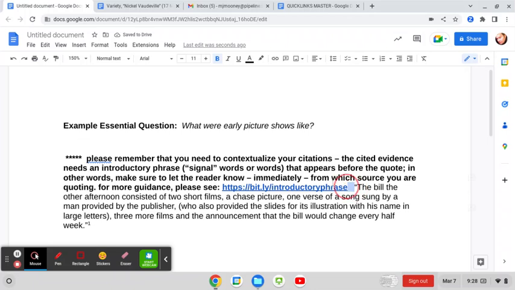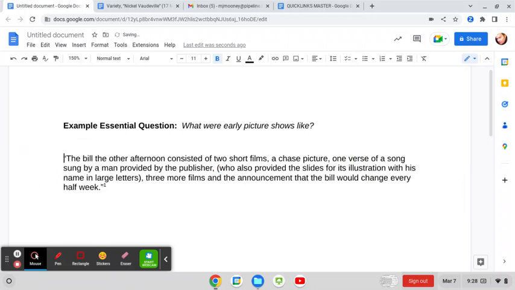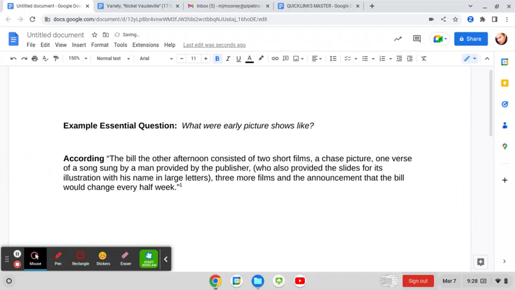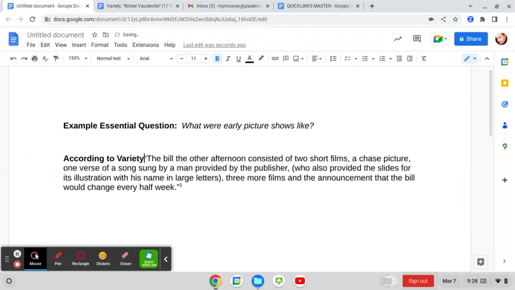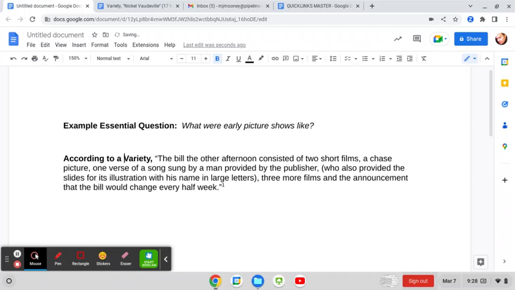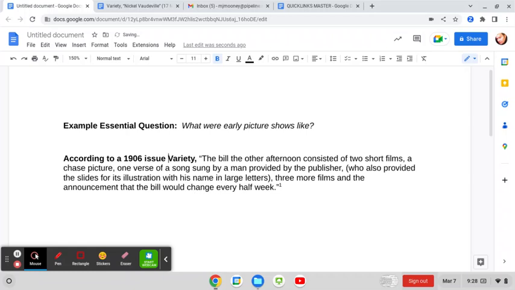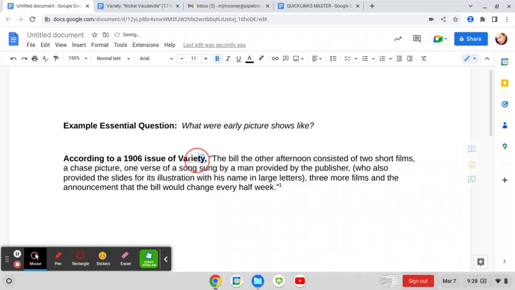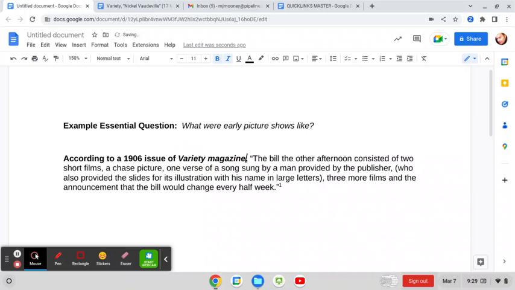So what you can do is write something like, "According to Variety." That's enough, all right? That's good. So, according to Variety, or if you want to be more specific, according to a 1906 issue of Variety magazine. It was actually a trade periodical, but we can say magazine. Okay, good. So now you've set this up for the reader, and you've also got a quotation down here telling folks exactly where this information came from.